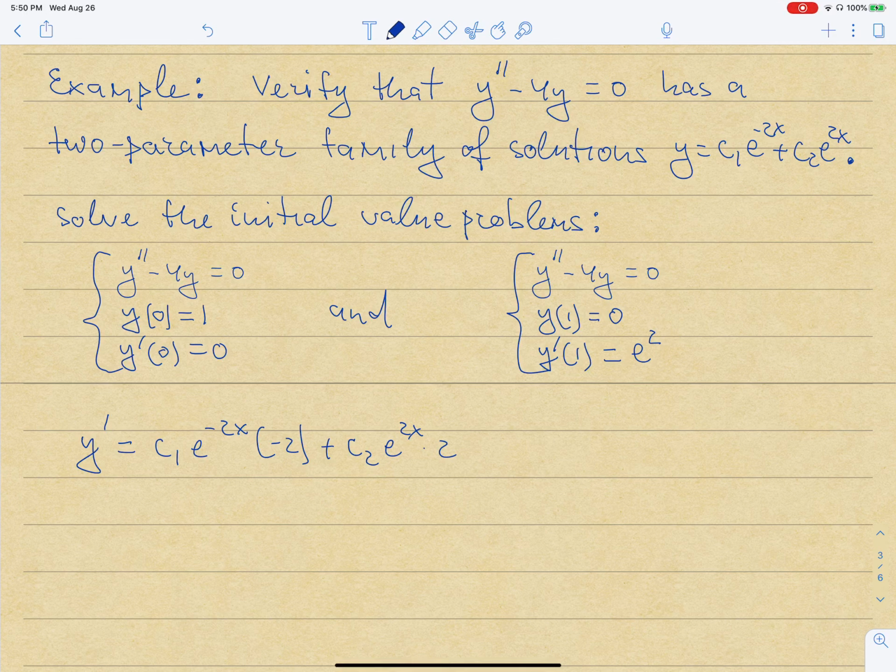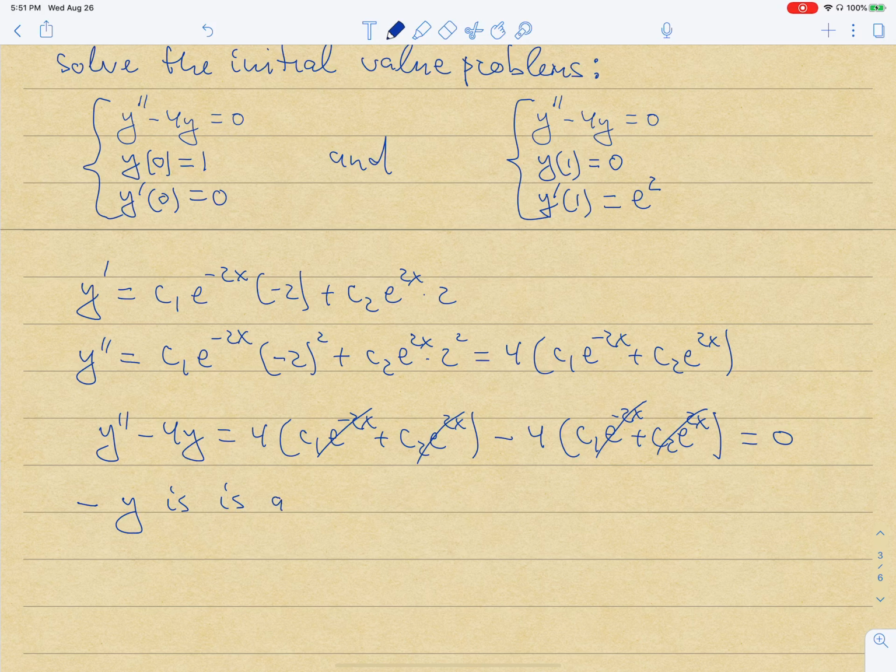And now if I compute y double prime minus 4y, then y double prime I just figured out, and I need to subtract 4 times y, and y is this quantity here. And obviously, if I open the parentheses, then negative powers cancel out, positive powers cancel out, and this is 0. So therefore, y is a solution for an arbitrary choice of C1 and C2.